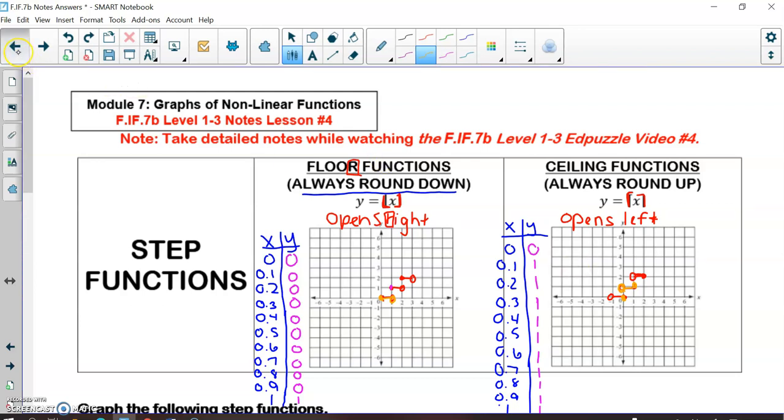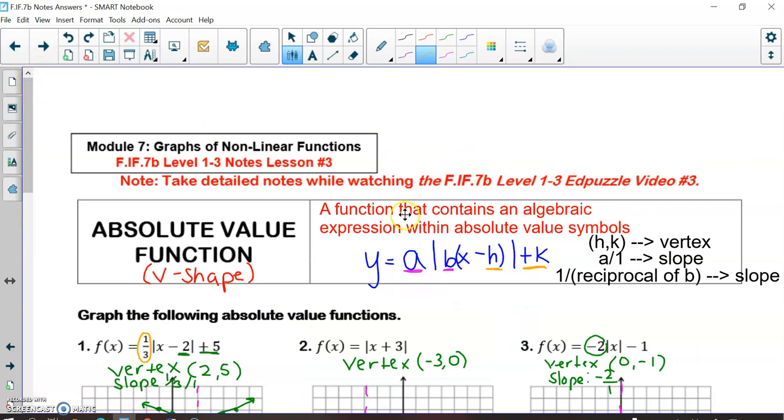We could actually use the same exact rules for the absolute value functions to help us graph step functions. So h and k is your vertex, a over 1 is your slope, and 1 over the reciprocal of b is your slope if you have a b value.